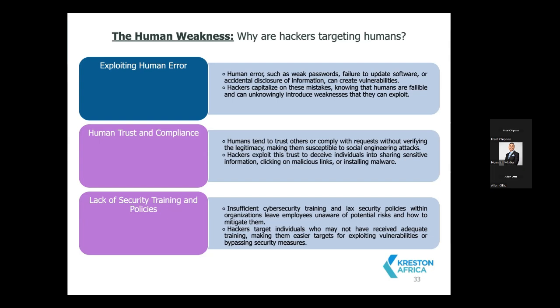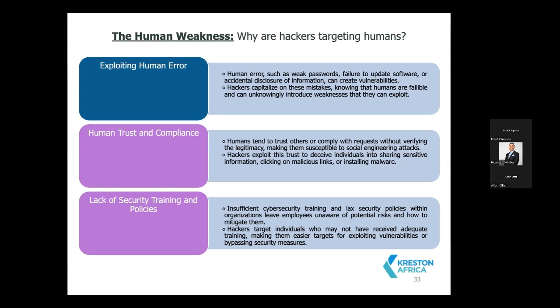So hackers also like to exploit human errors. Human errors could be things like weak passwords or a failure to update software. They generally capitalize on these mistakes, and they will then gain access through those means. Human trust and compliance. Unfortunately, humans are very trusting for the most part, and they will give away information without verifying the legitimacy of that specific request. I've had probably about 50 cases this year alone where people have paid organizations using the incorrect banking details because the email looked legitimate. So these are things that are happening on a regular basis.